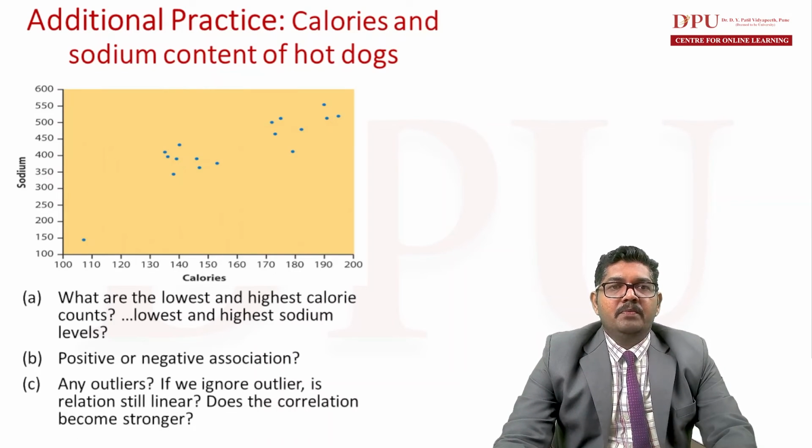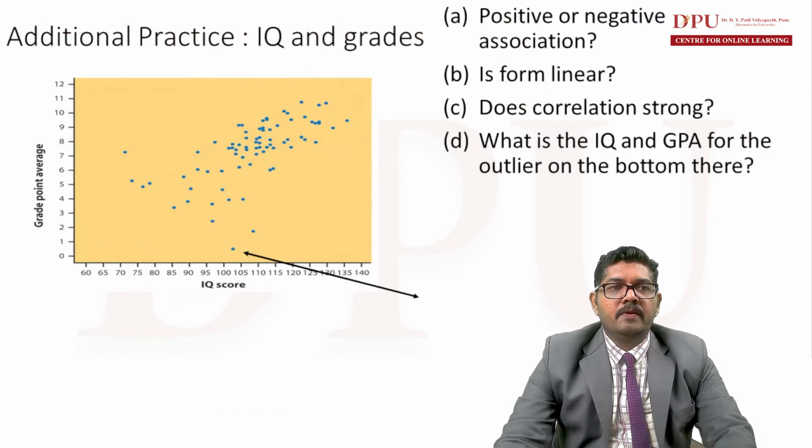Additional practice example: we have calories and the sodium content of hot dogs. What are the lowest and highest calorie counts, lowest and highest sodium levels, positive or negative association? We can say that there is a positive association. Any outlier? Yes, there is one outlier. If we ignore the outlier, is the relation still linear? Does the correlation become stronger? I leave it up to you to answer these questions.